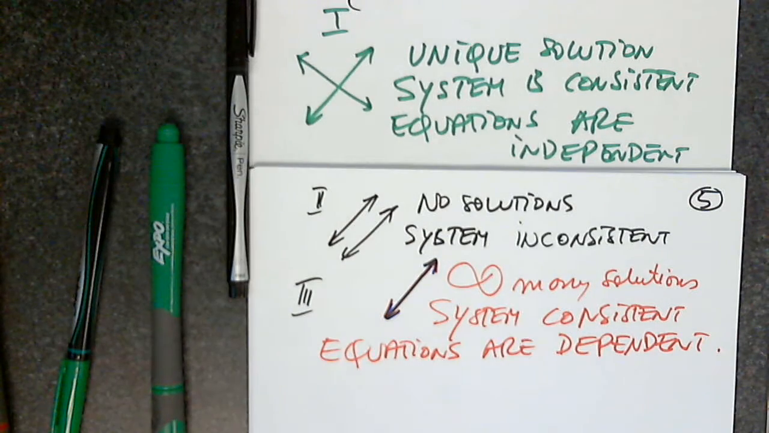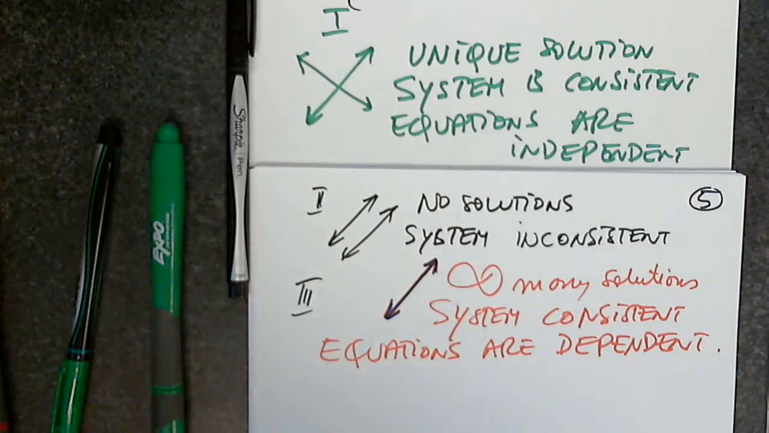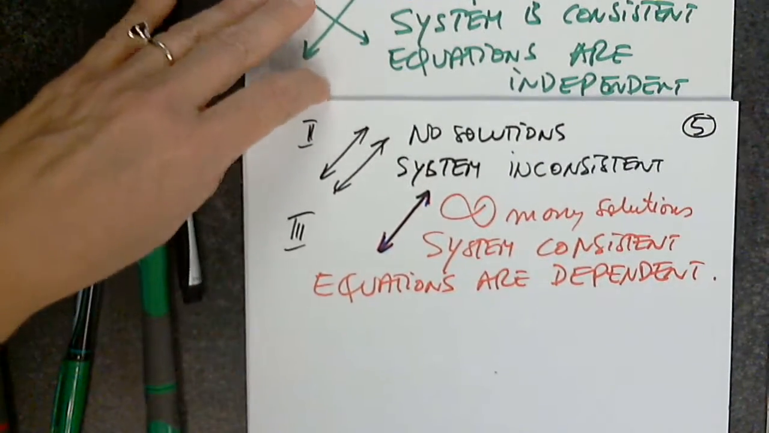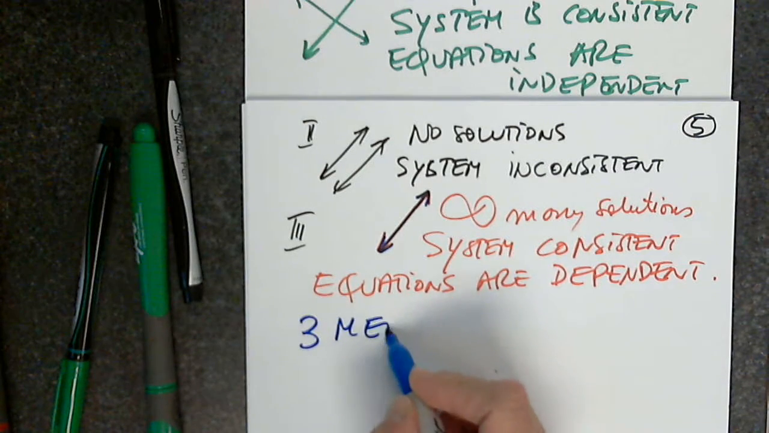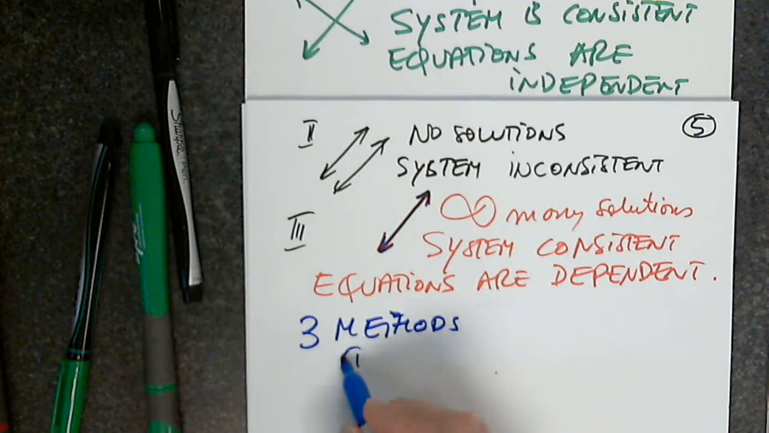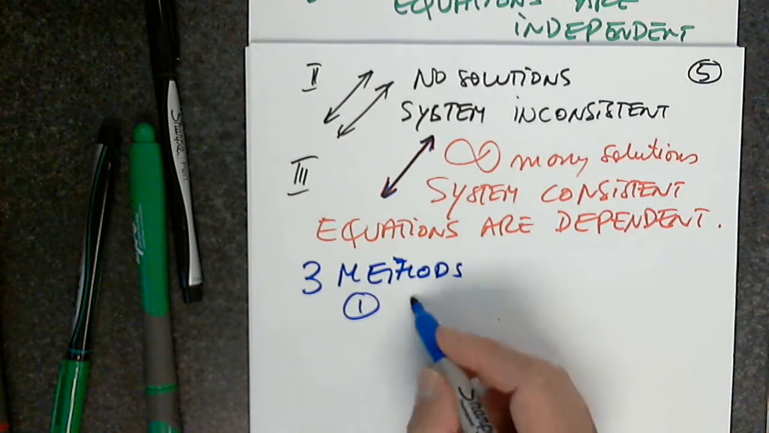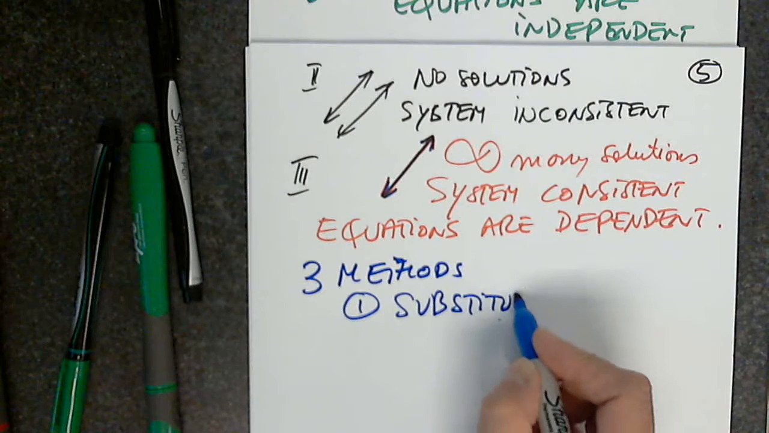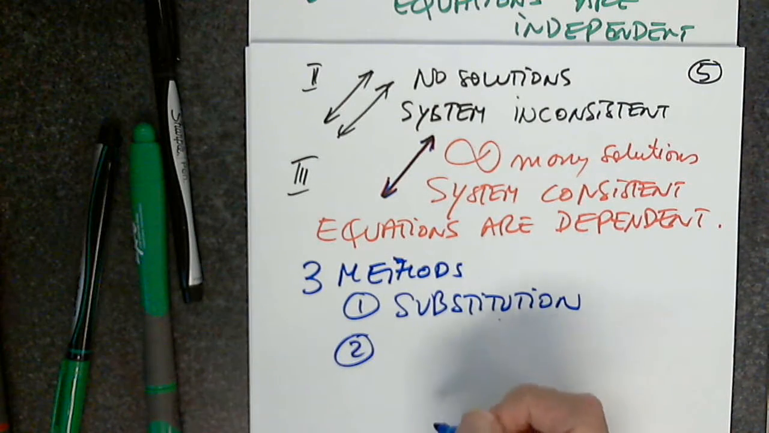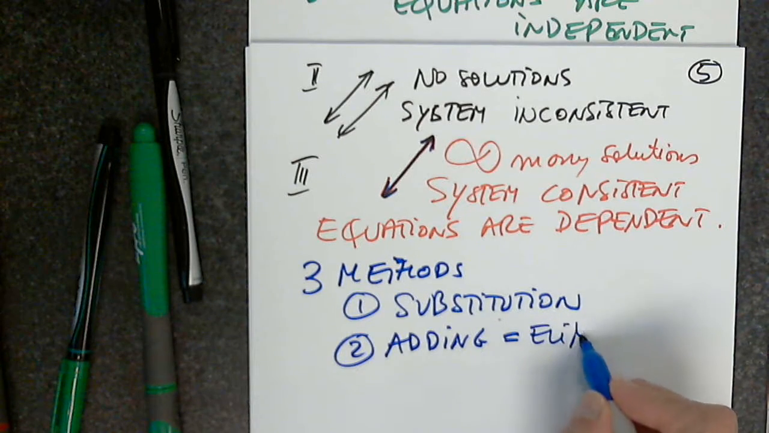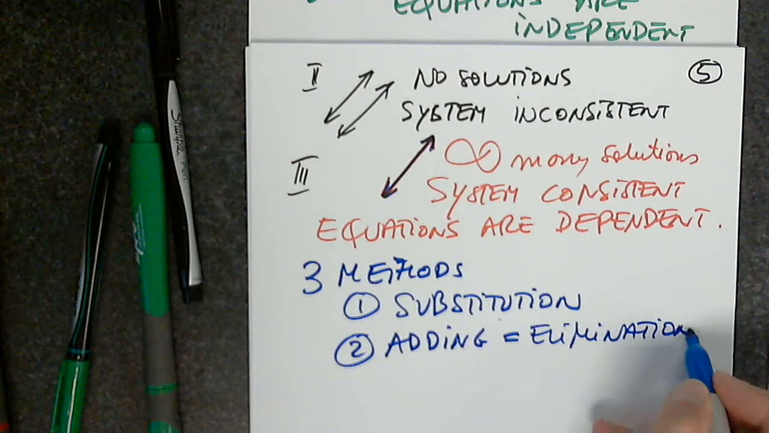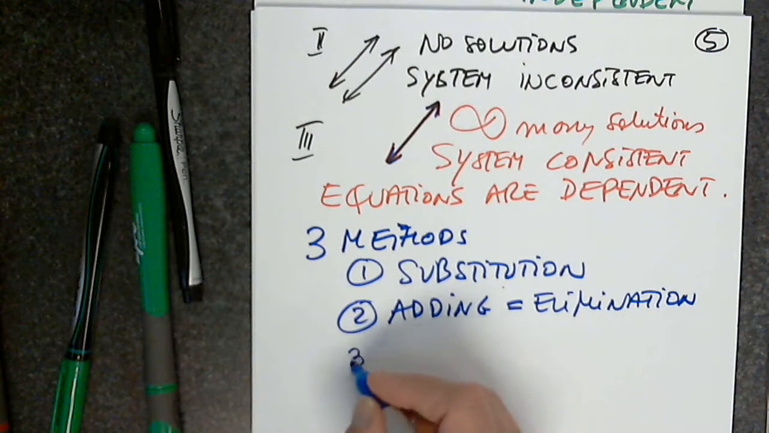Now let's talk about how many methods we're going to study for solving systems of linear equations. There are many methods of solving systems, but we are going to study 3 methods. 1, substitution. 2, adding. I like to call it elimination. You call it the way you like. And 3, graphing.